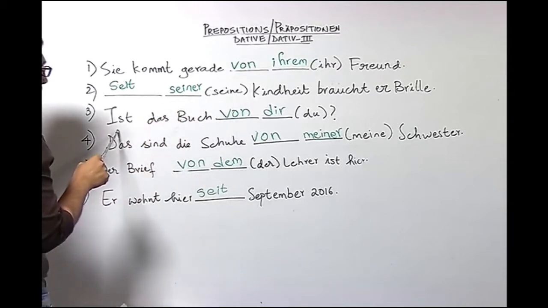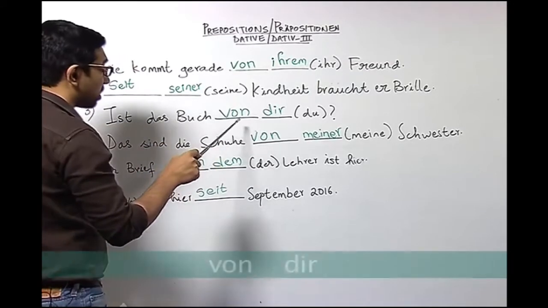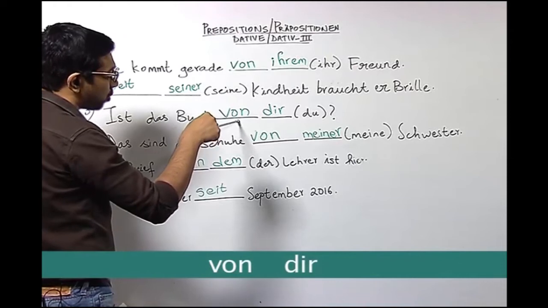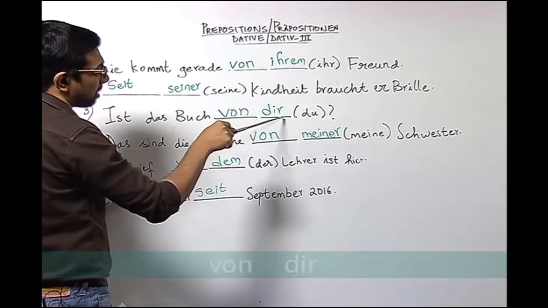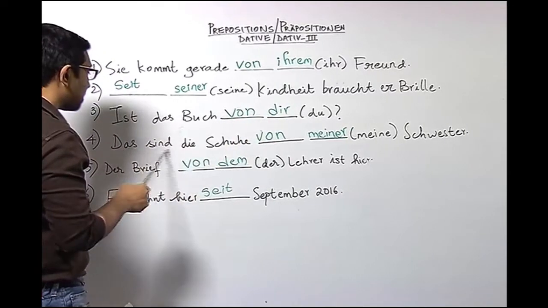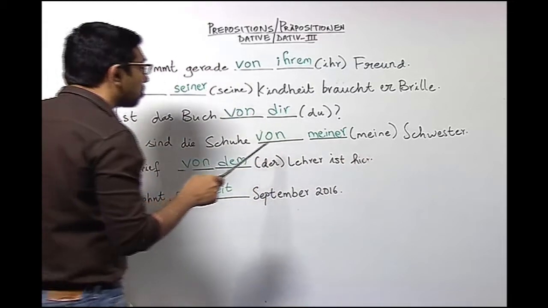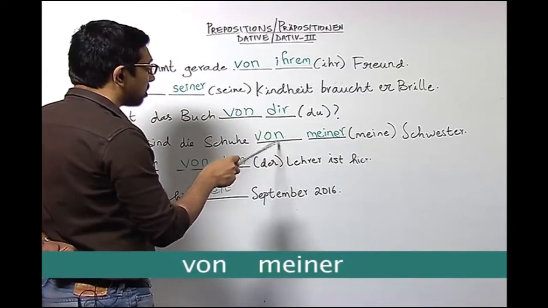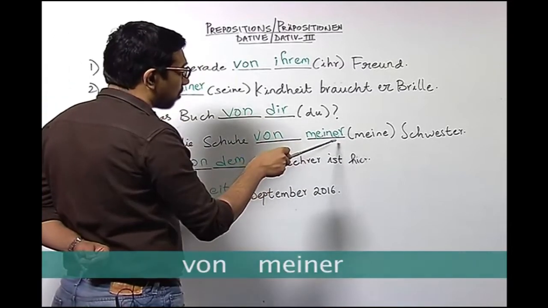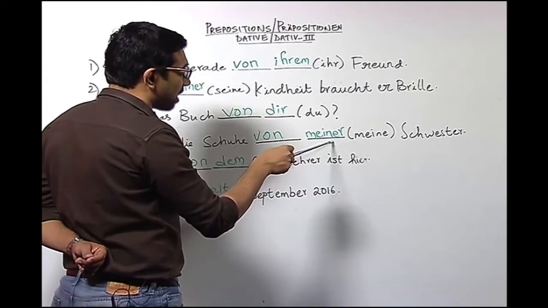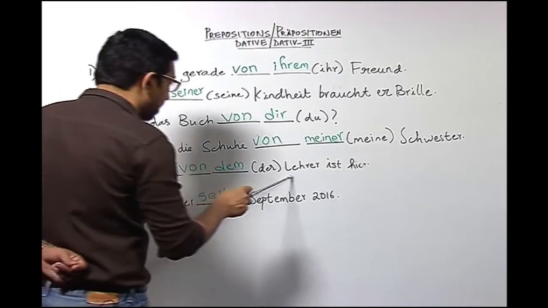In sentence number 3, ist das Buch von dir? Here the student correctly wrote the preposition von and also wrote the pronoun form of du in dative, which is dir. Das sind die Schuhe von meiner Schwester. Here also the student correctly wrote the preposition von and then wrote the dative form of the possessive article meine as meiner.